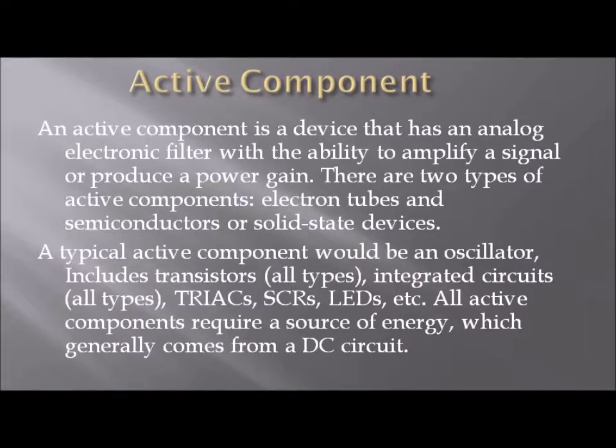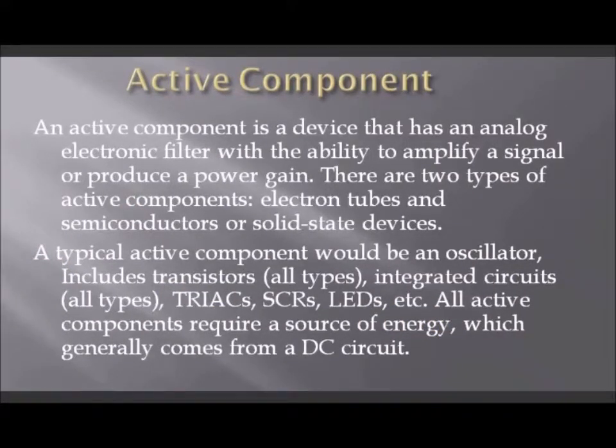An active component is a device with the ability to amplify a signal or produce a power gain. There are two types of active components, which are electron tubes and semiconductor or solid state devices. Examples of active components are oscillator, transistor, integrated circuit, TRIACs, SCRs, LED, etc. All active components require a source of energy, which generally comes from a DC circuit.